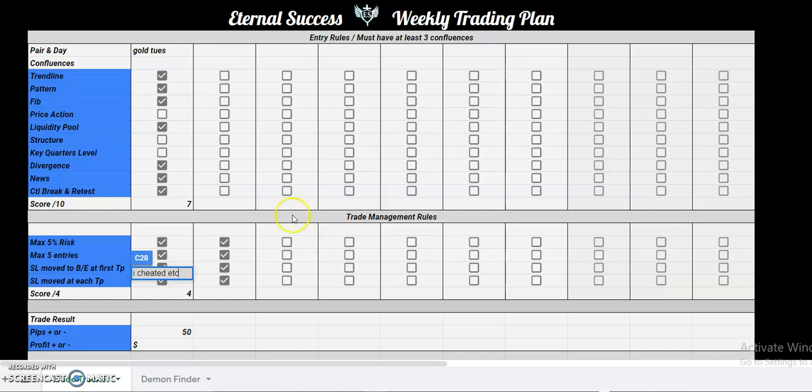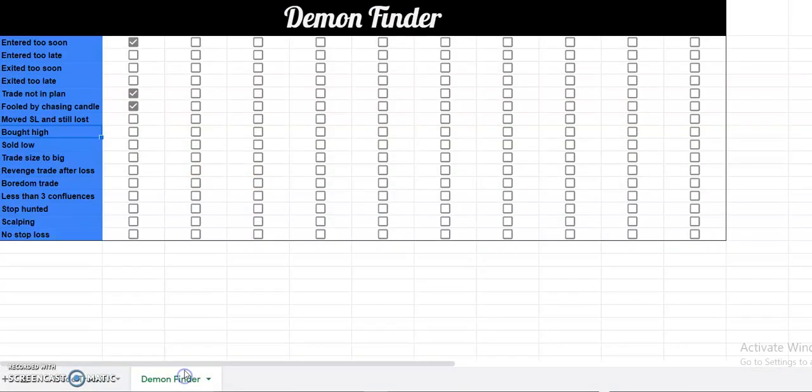And then in a week's time, up to 10 trades, you can look back and have incredible data, okay? Now this is a special thing I put in here, which I created, called the demon finder. All right, so this is where you find what your biggest problems are. Okay, so we got over here, you entered too soon. The price didn't come down to your correct level because you thought it was going to go without you, and you weren't patient and you entered too soon.